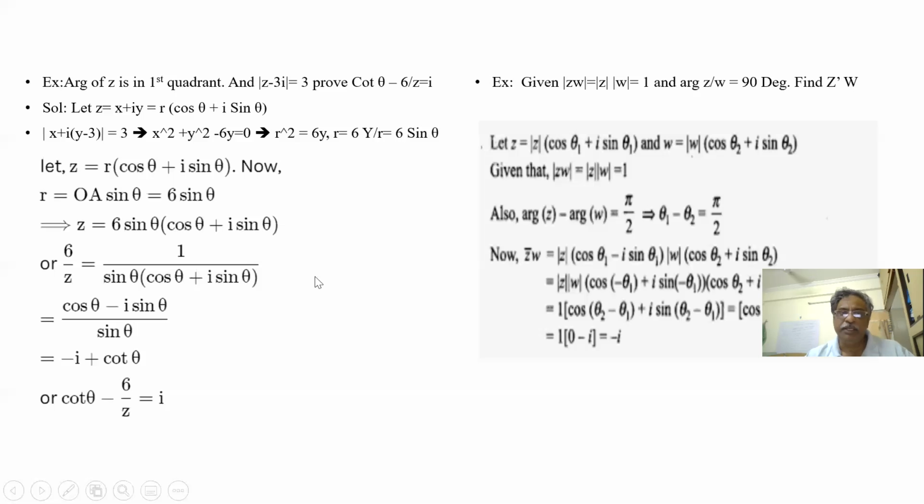Like that, any given problem, if you look at it from the complex point of view, the geometrical point of view, in a graphical point of view, we should be able to correlate and solve the problems.